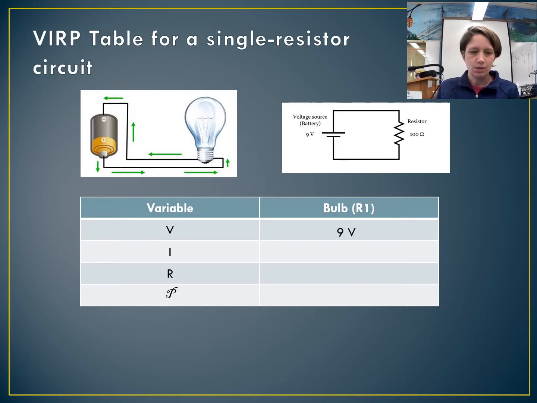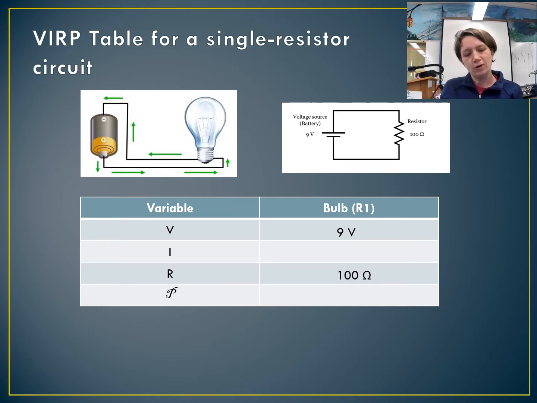The next step is to write down the information that we know from our diagram directly in the table. So we know that the voltage used at the resistor is 9 volts, and we know that because of conservation of energy. If 9 volts of energy is coming out of that battery and there's only one place for it to use it, it's got to use it all up in that resistor. We also know the resistance is 100 ohms from measuring it, so that's a good place to start.